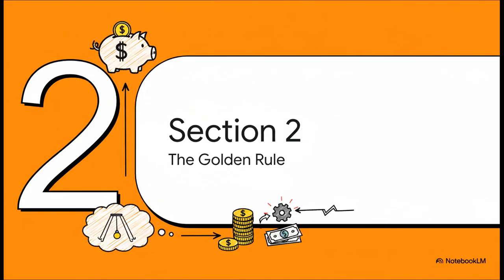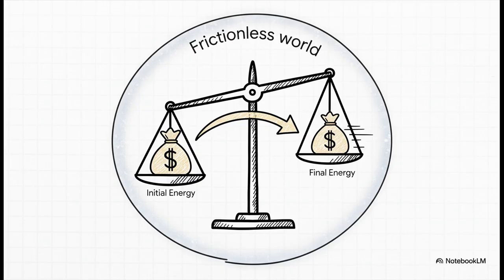All right, so we've got our accounts set up. Now it's time for the golden rule of our entire accounting system. And understanding this is your ticket to a merit grade. And the rule is actually super simple. In a perfect world, a world with no friction or air resistance, the books always have to balance. The total amount of energy you start with has to be the exact same amount you finish with. It might move between accounts, but the grand total never changes.